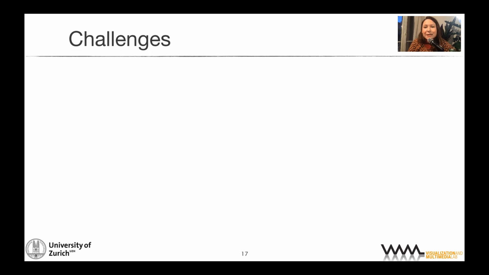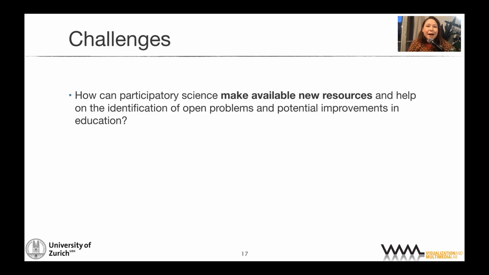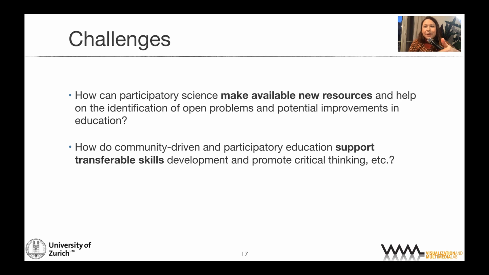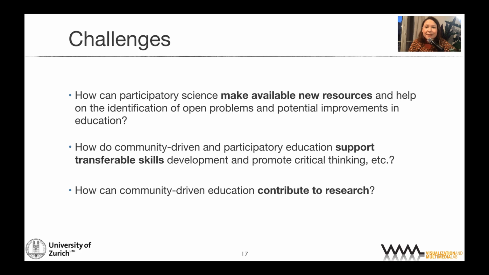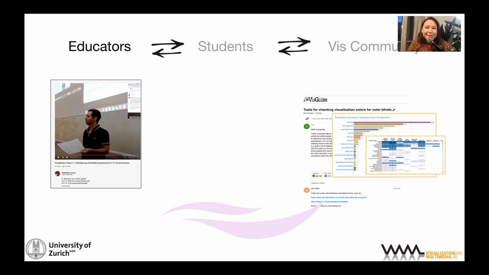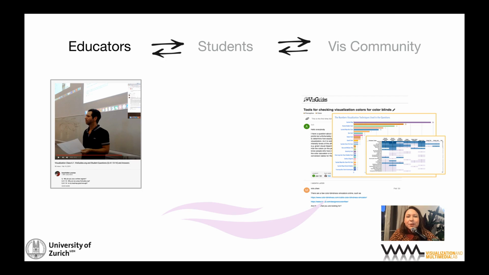Some of the key challenges that we want to face are: how can participatory science make available new resources? How can community-driven and participatory education support the transfer of skills and skill development to students to promote critical thinking? And, for example, how can community-driven education contribute to research? To test our hypotheses and research questions, we developed a methodology that consists of 5 main steps.